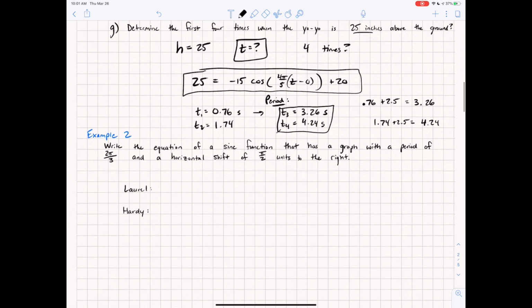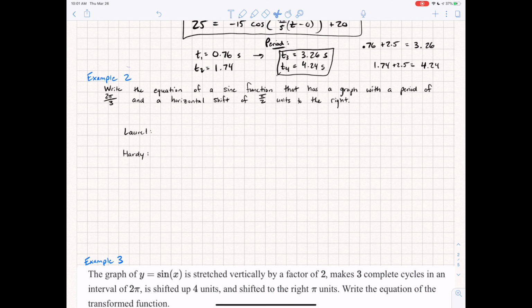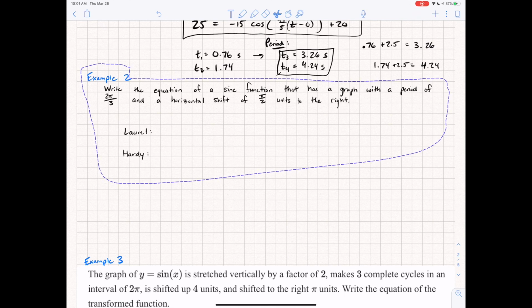All right, now in example 2, what I want to do is focus on how we write. And I was going to scoot this down just a little bit.